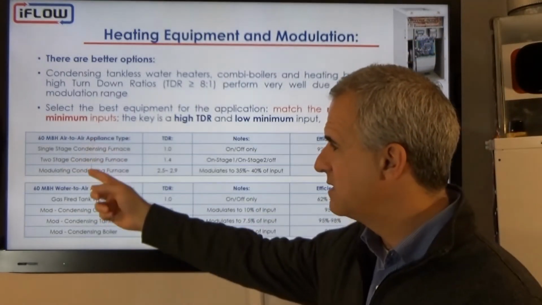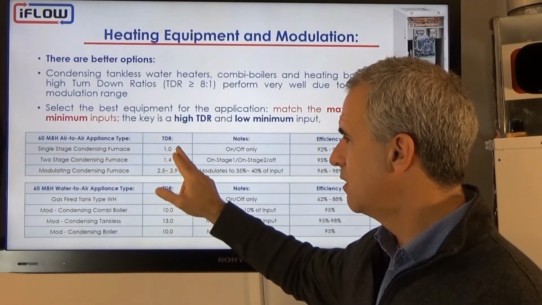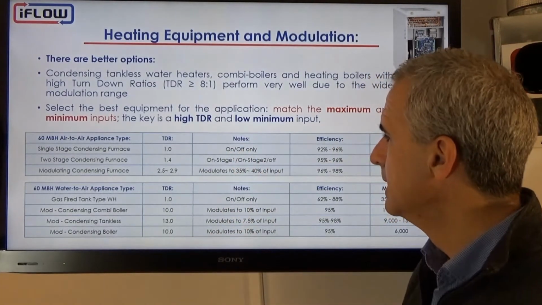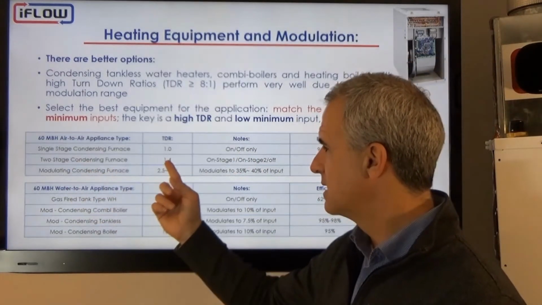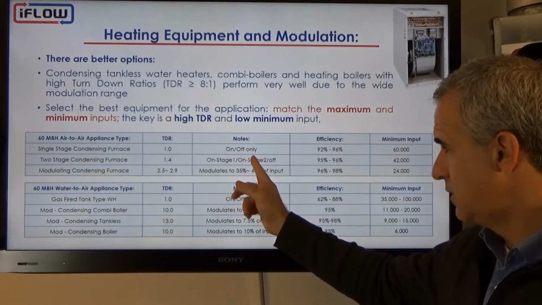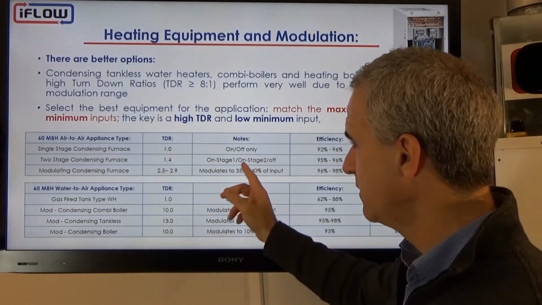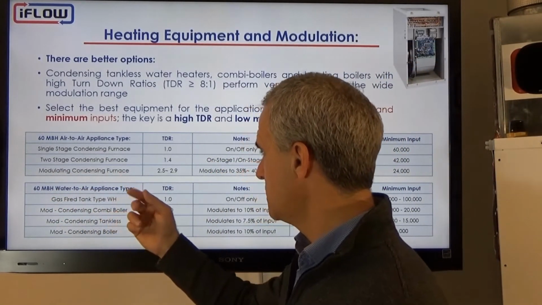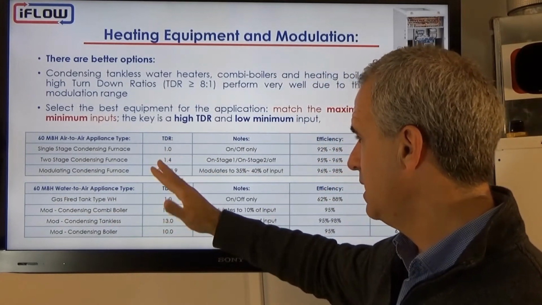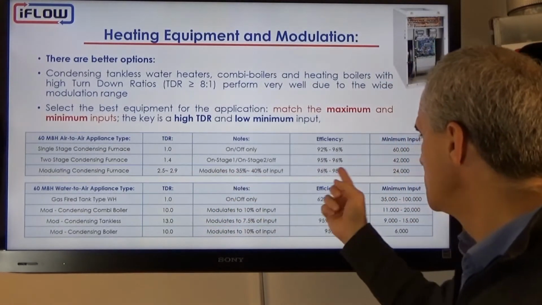So if we look at the existing furnaces in the market, a single stage furnace has a turn down of 1. Basically it's on or off only. Our two-stage furnace is a little better. It's on at stage 1, then stage 2, and then off. So again, stage 1 is normally 70%, then 100%, then off. And then we have a modulating furnace, and those turn down ratios are often 2.5 to 3. Let's say they can modulate down to 35 or 40%. And those efficiencies are good.